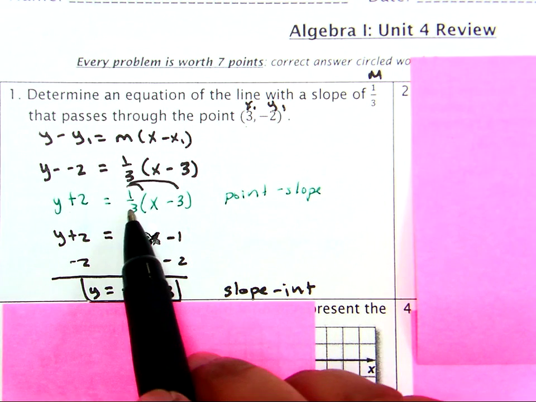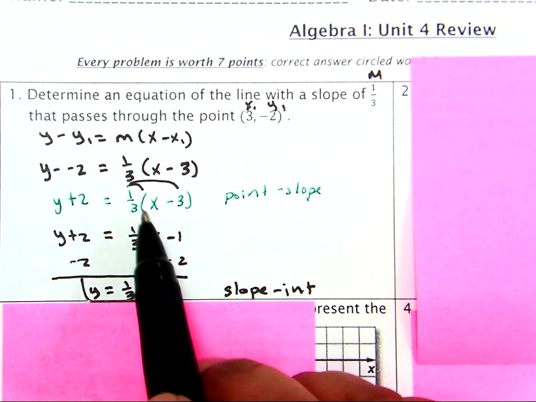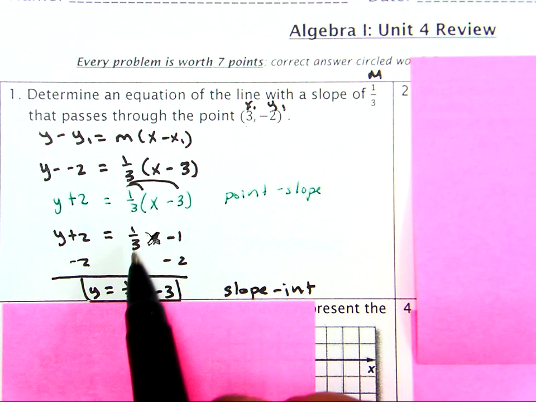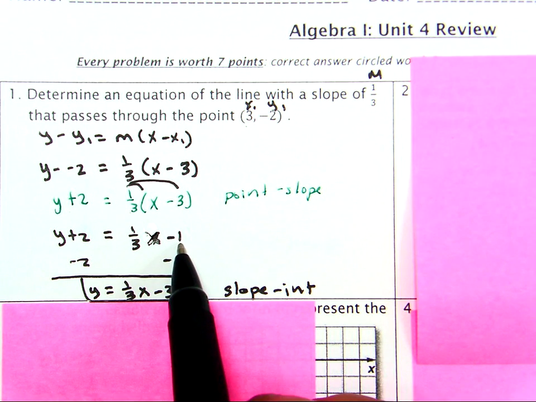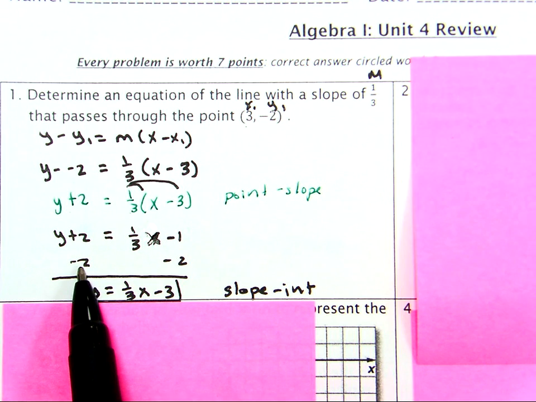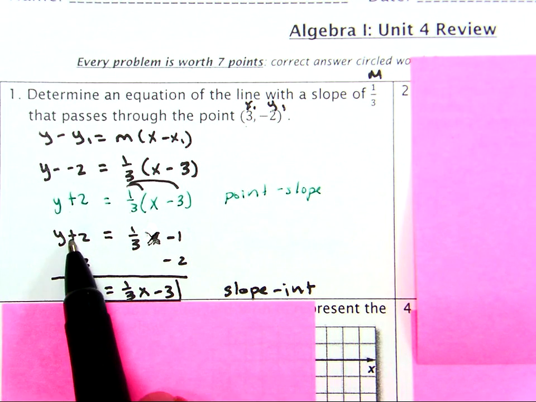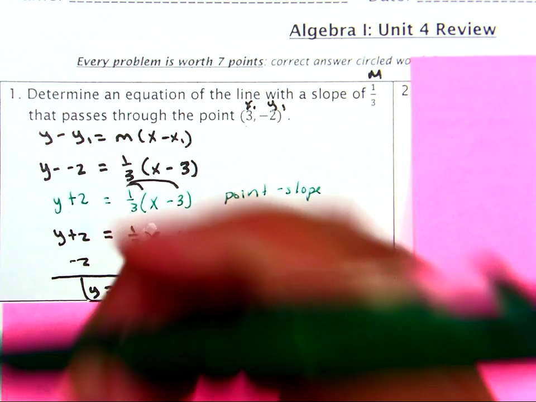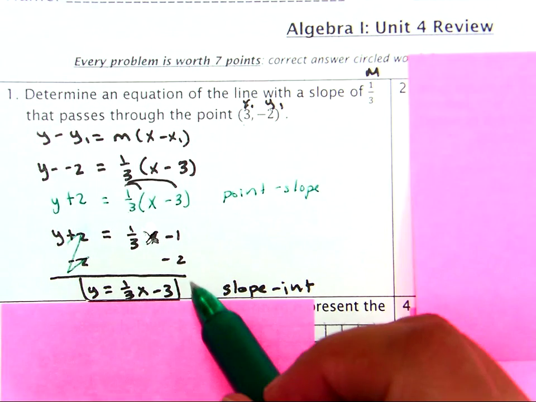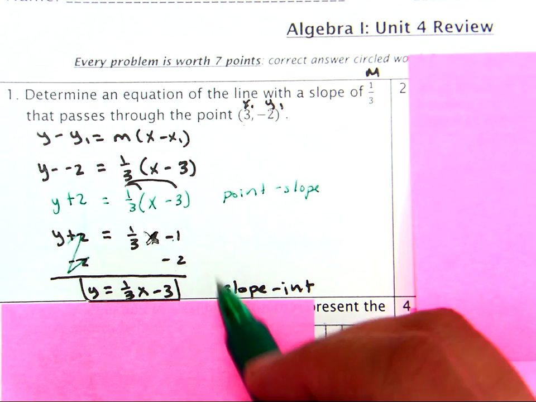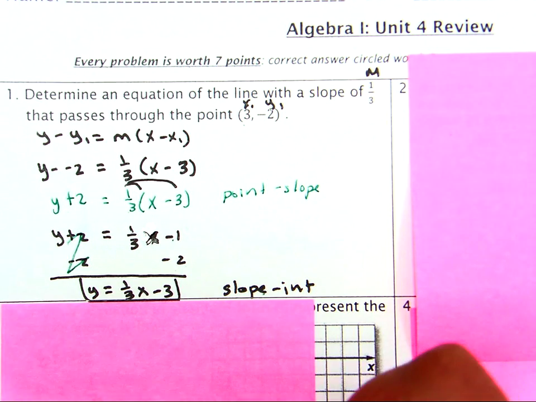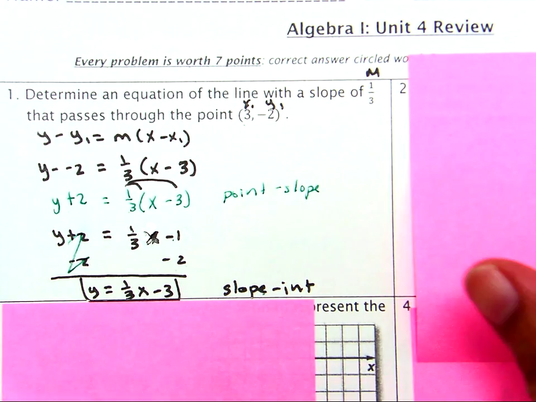So here I distributed the 1/3 to the x and the -3. So 1/3 times x is 1/3 x. 1/3 times -3 is -1. So now we need to get y by itself. We get y by itself by subtracting 2 from both sides. This cancels out. This side goes away. And we're left with -1 minus 2, which is -3. So that is in slope-intercept form. So that is number 1.